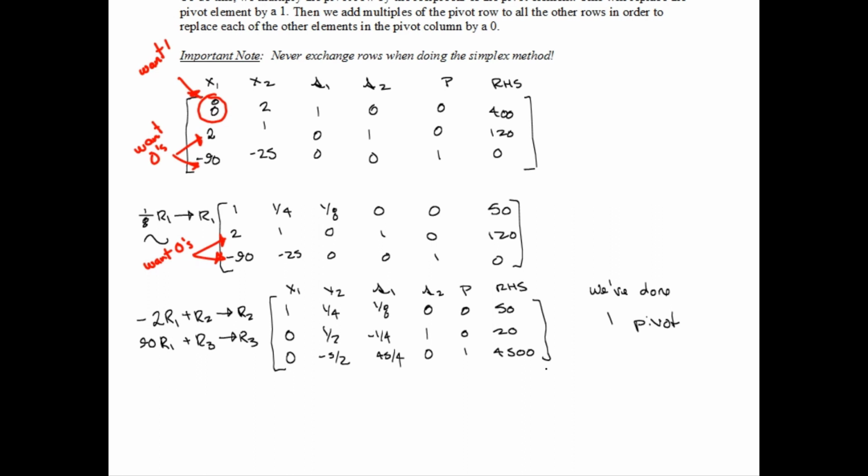Now we need to do another pivot. As long as there are negative numbers on the bottom row, which there are, this should say -5/2 in case you can't read it, we are not finished yet. So we need to do another pivot.